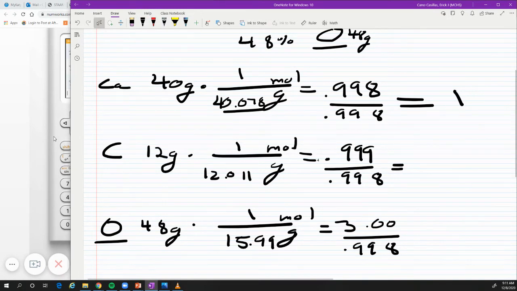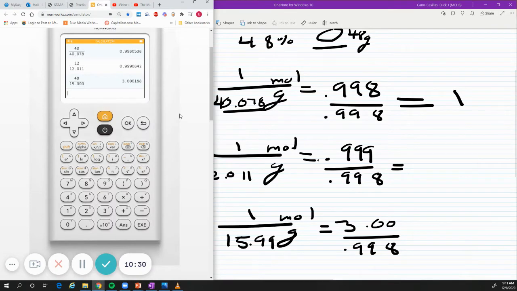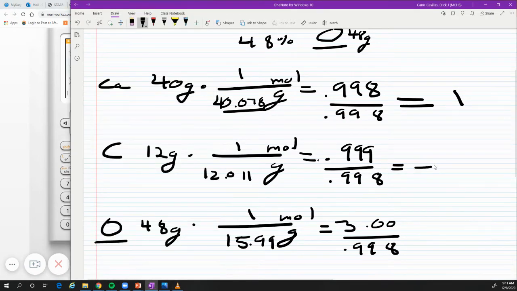0.999 divided by 0.998, if you intuitively know what that is, good. But if not, if you're unsure, just put it in the calculator. 0.999 divided by 0.998, you get 1.000 blah blah blah, but it doesn't matter because it's close enough where we can just say it's 1. So when it's that close to the number, you don't have to multiply the number by anything. It's just going to be 1.